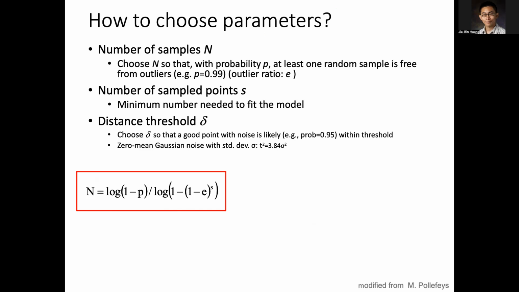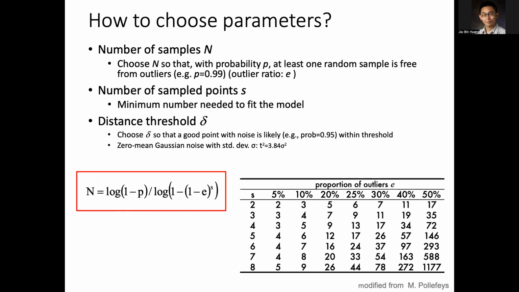If I have some other models, I may have more parameters. That's the number of points needed. And you also have a distance threshold that you need to determine: how sensitive your range should be to decide whether something is an inlier or an outlier. And with that you can compute this from these equations.